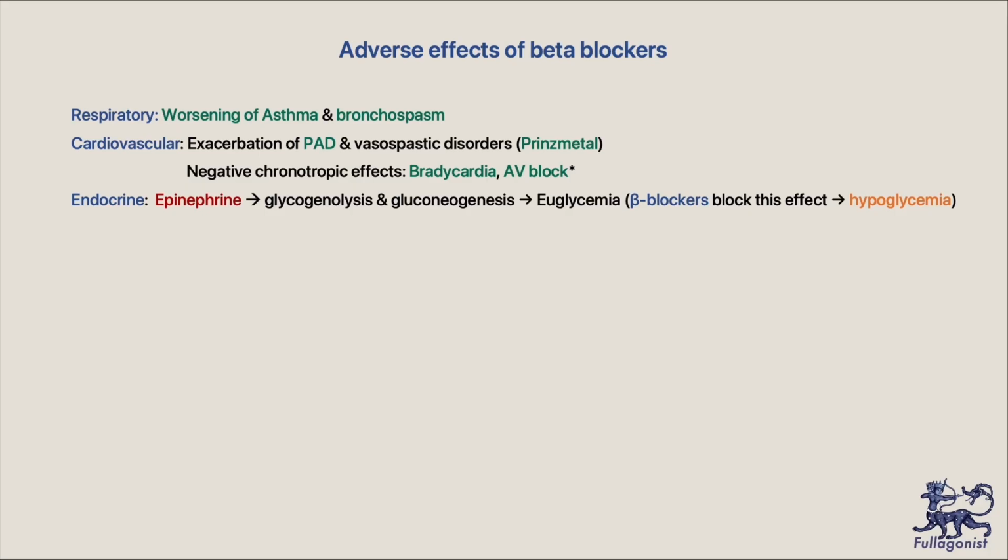Epinephrine stimulates glycogenolysis and gluconeogenesis from glycerol and pyruvate. All these effects are protective against hypoglycemia. Beta blockers can exacerbate hypoglycemia and mask its adrenergic effects.